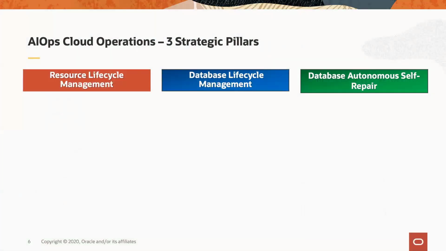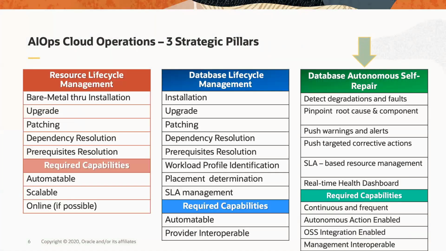So in AI Ops, there are 3 strategic pillars. There's install, upgrades, patching, dependencies, SLA management, placements, and stuff like that. But most of what my team concentrates on is the right-hand side, which is fault detection, root cause analysis, SLAs, health dashboards, prediction of workloads, and prediction of capacity management related issues across data centers, across the fleet that we have for the autonomous database.